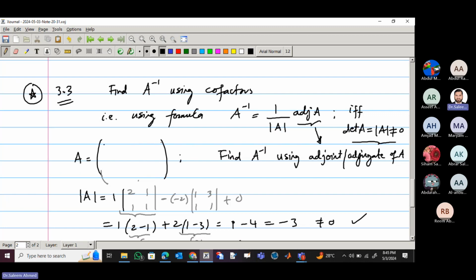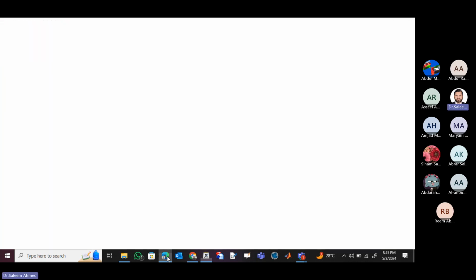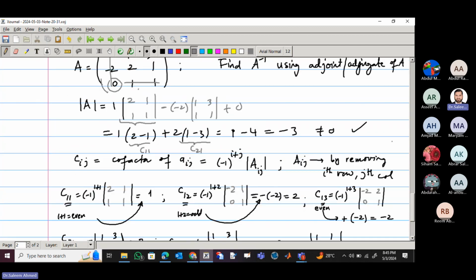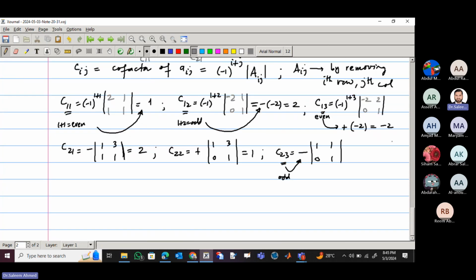Let me clean it again. 1 minus 2, 0, 1, 1, 0. No, it was not 0. Let me check. 1 3 2 1. Right. So every time when you erase it, now we are here. C31 is this third row, first column. Make these two lines 1 3 2 1. Write it here and then erase after that. Right. 1 3 2 1.